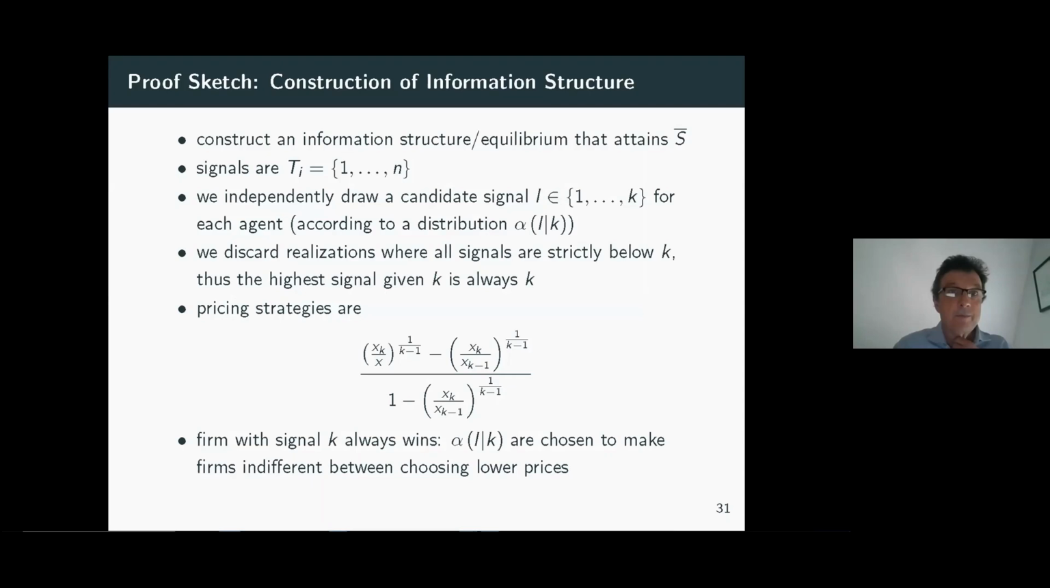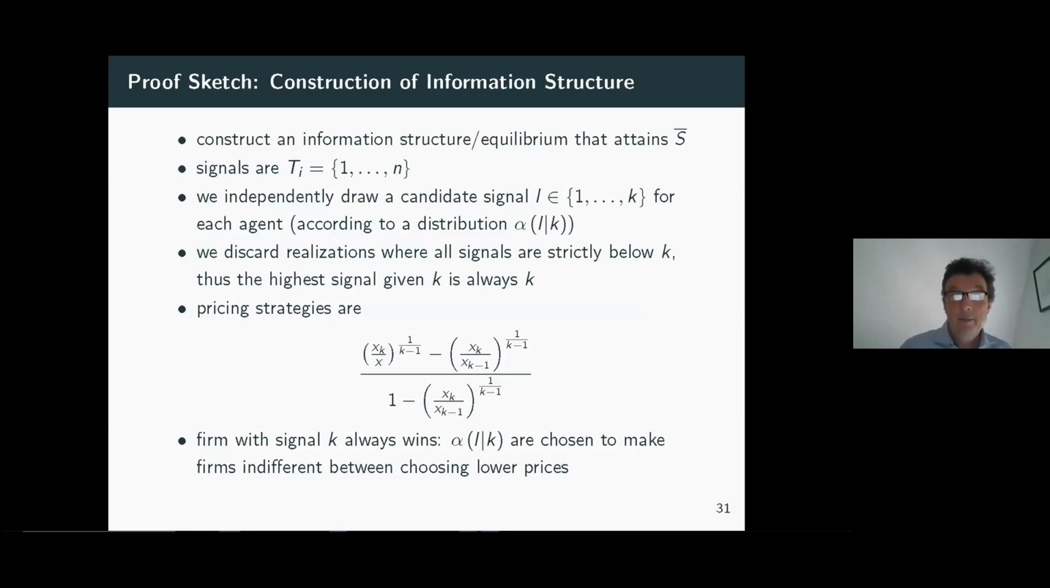And what's the information structure that attains that, or that supports that, that gives the agent the information that is necessary in order to generate the equilibrium price distribution, and in particular the equilibrium sales price distribution.